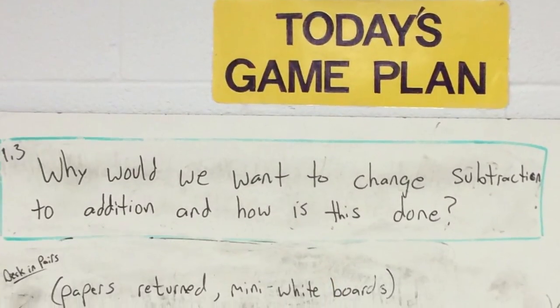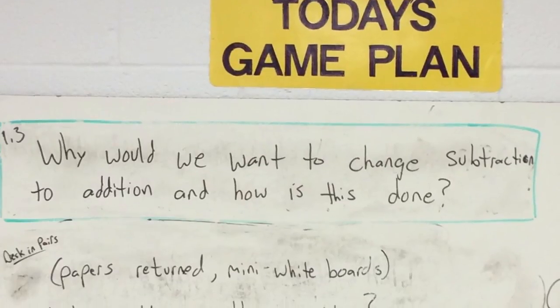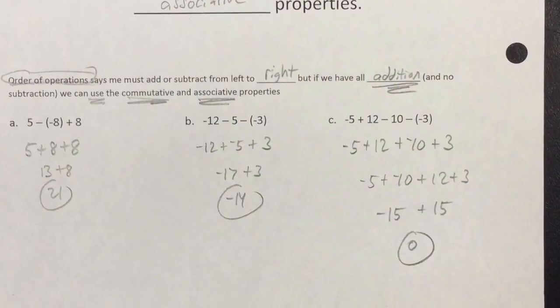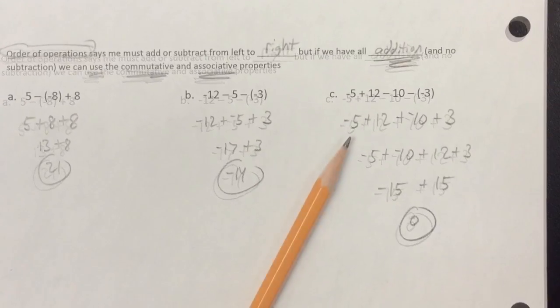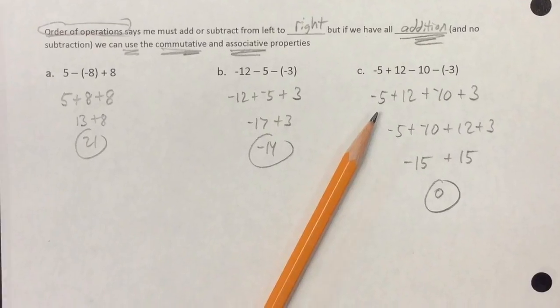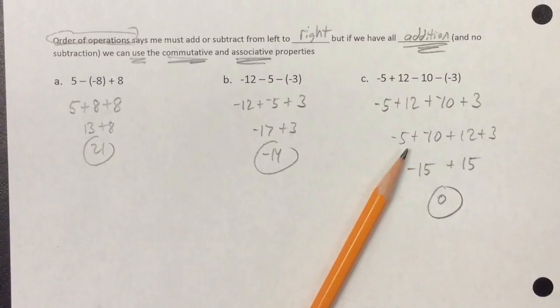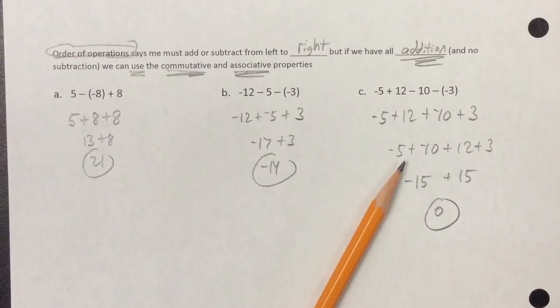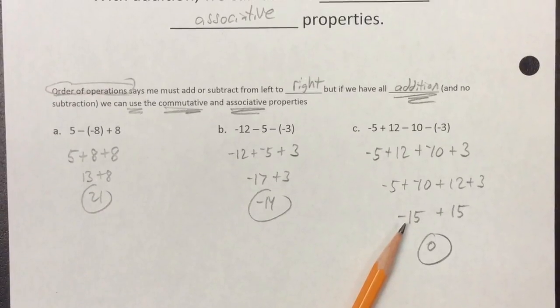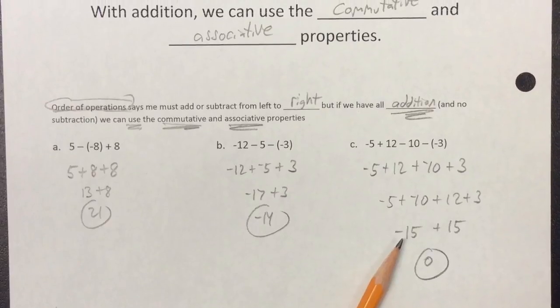So why would we want to change subtraction to addition, and how is this done? Well, we talked about how it's done, but the reason why we want to use addition is because then we can use the commutative and associative properties to simplify problems, to make them much easier to get the answer. In this problem, by changing to all additions, I can move the negatives together, move the positives together, and add the same signs.